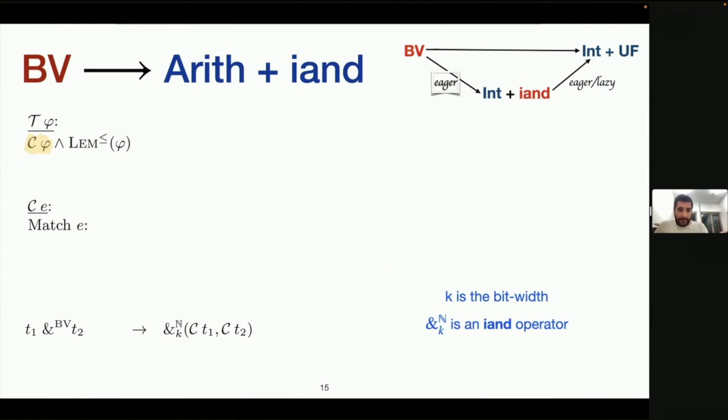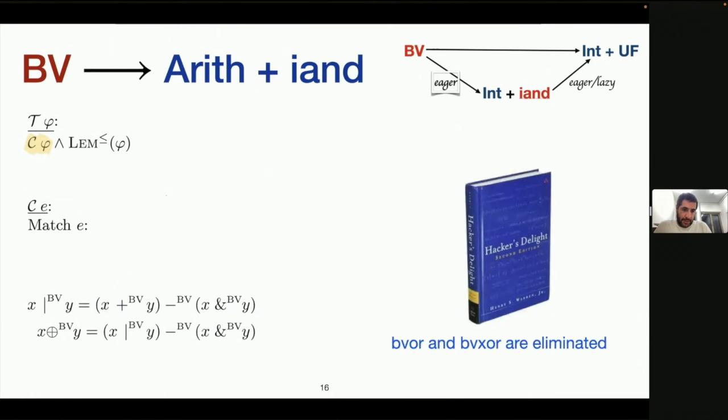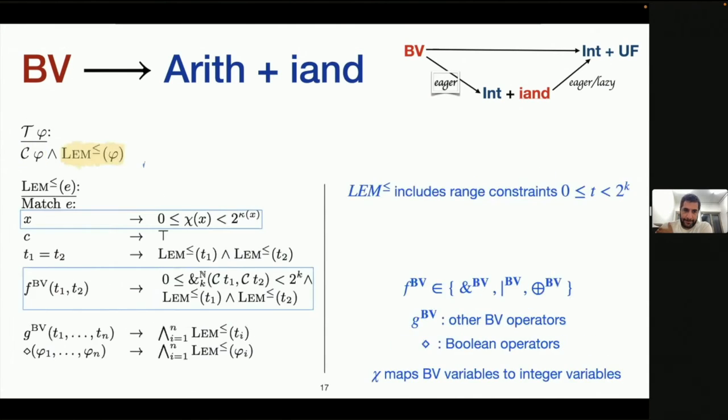And finally, when we have a bitwise AND, we translate it to INT, to the new operators that we extend the language with. And bitwise OR and bitwise XOR can be eliminated to other operators using these identities. So this is the conversion function.